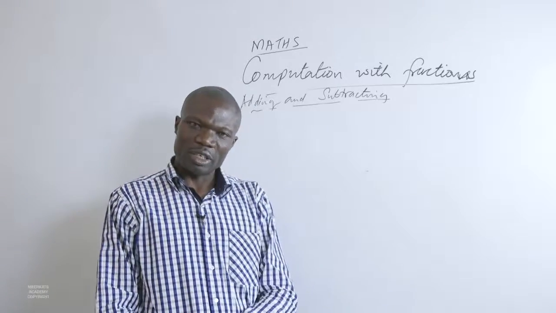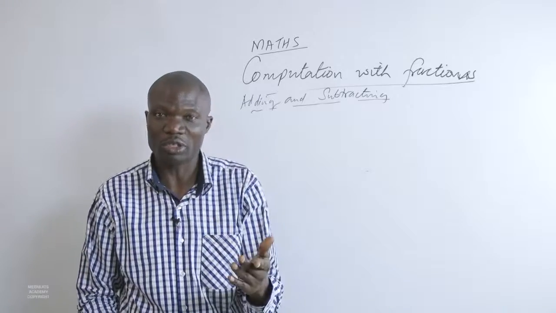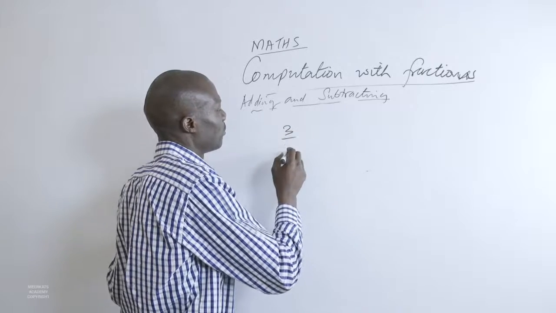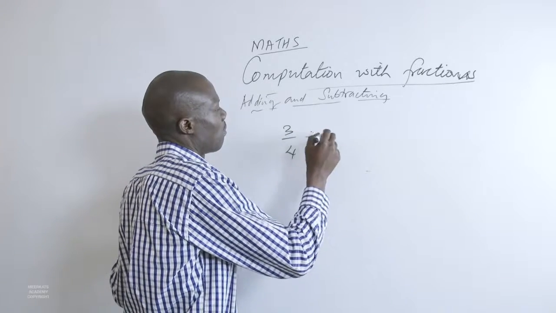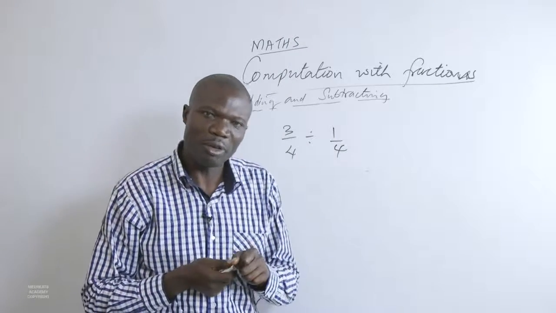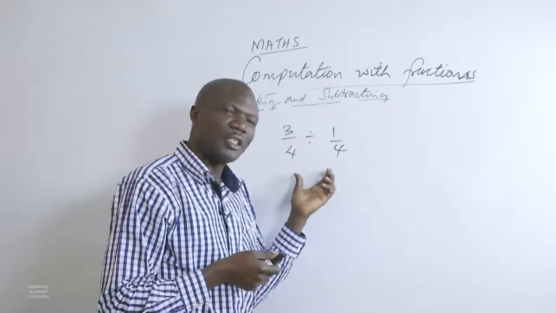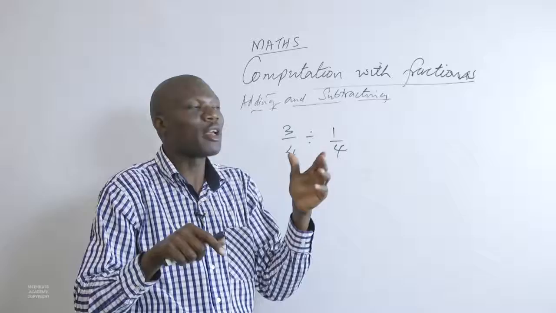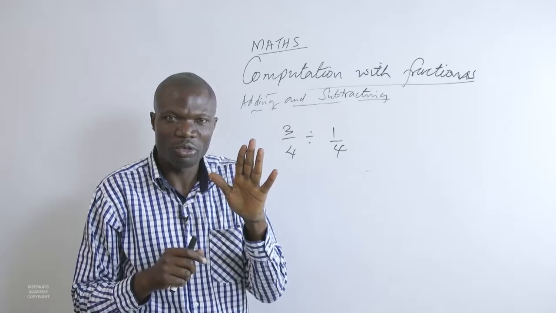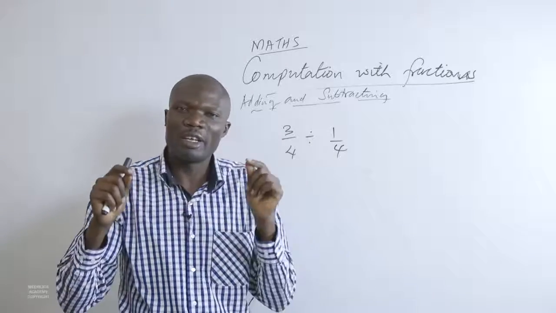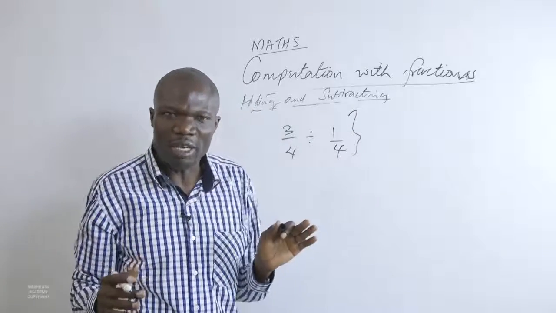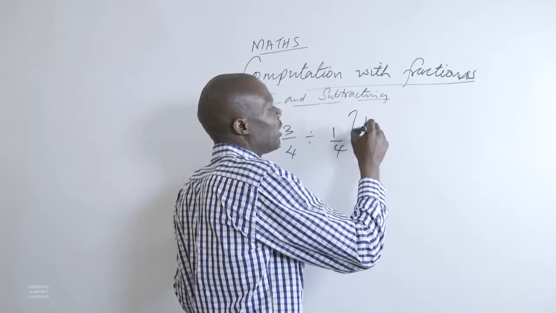And supposing we are dividing, what should happen here? We want to divide fractions. What should happen? Three over 4 divided by 1 over 4. This is a division. We can't handle it the way we were doing it in multiplication, with the numerator alone and the denominator alone. No. When you are dividing fractions, it is the same as multiplying the first part by the reciprocal.